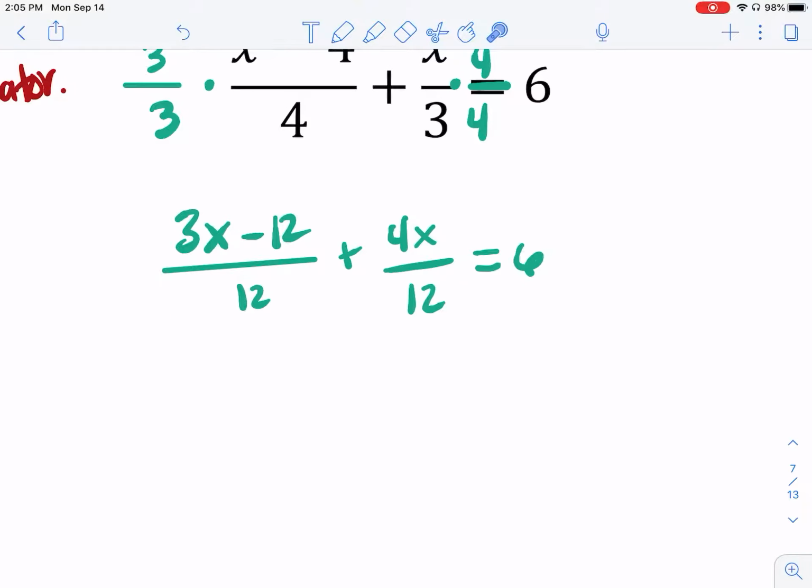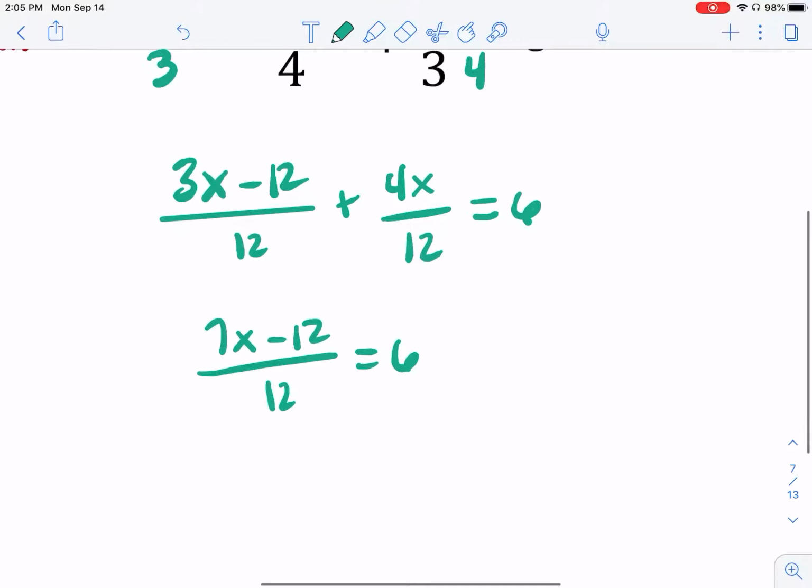I can now look, 12 and 12, that is a common denominator, so I can go ahead and add my numerators. 3x plus 4x is 7x. And now I'm done with my adding and subtracting.